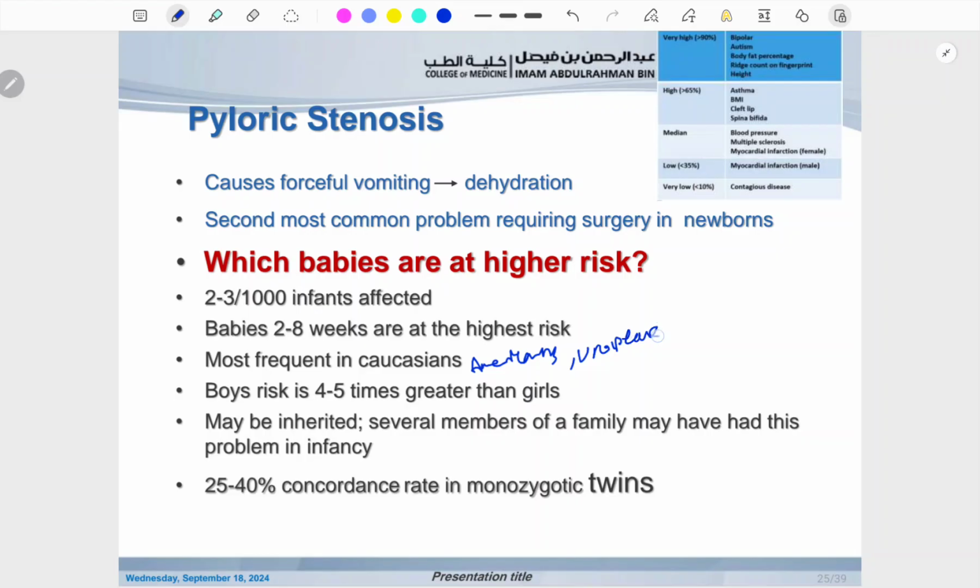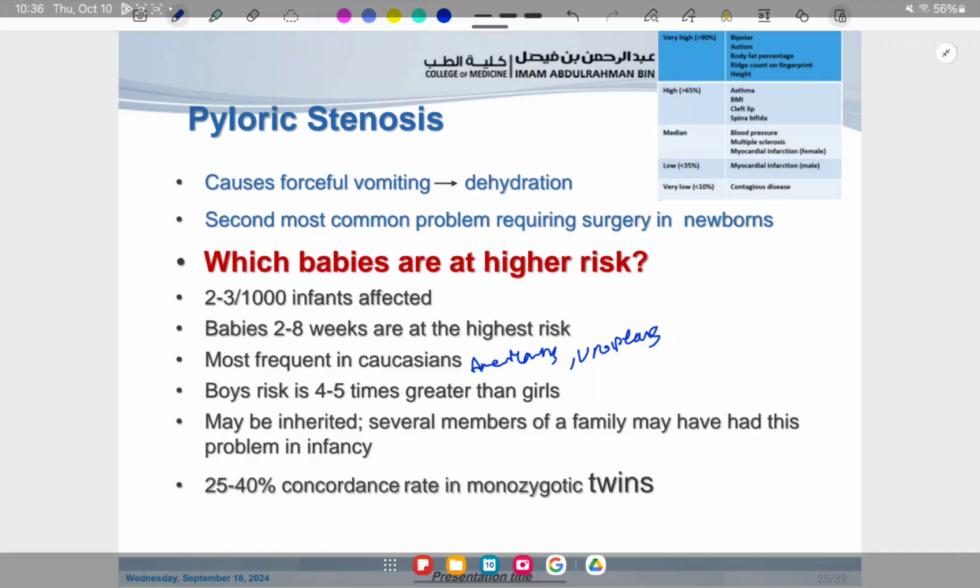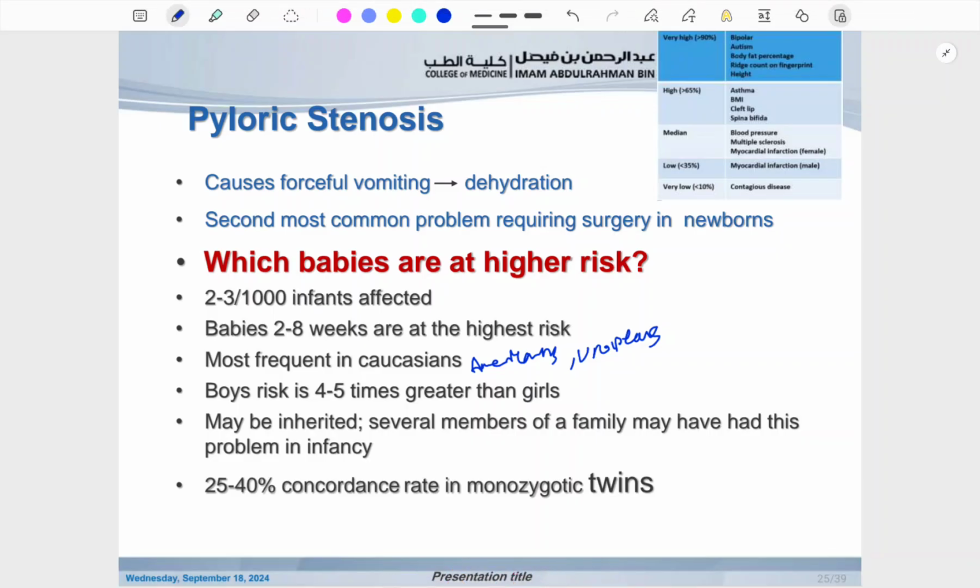Obviously, there are other genes that influence this, which I will come to later. Maybe inherited. Several members of the family may have had this problem in infancy. 25 to 40% concordance rate in monozygotic twins. It is due to some genetic factors, but environmental factors also have an influence.